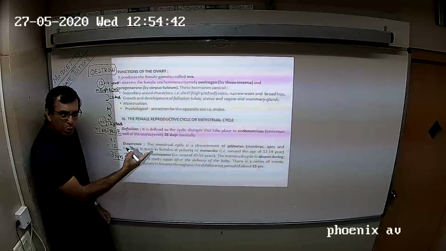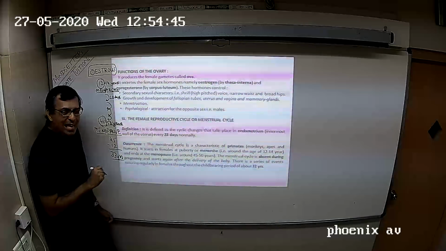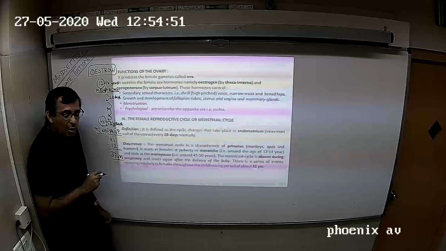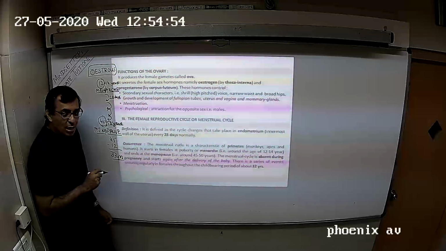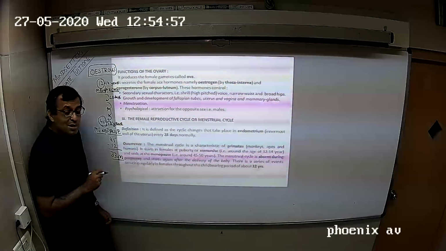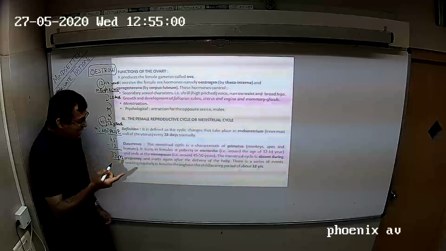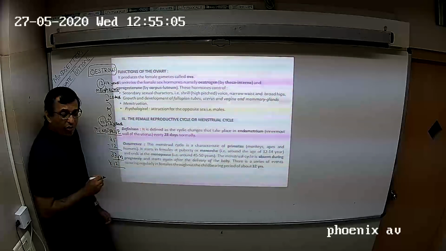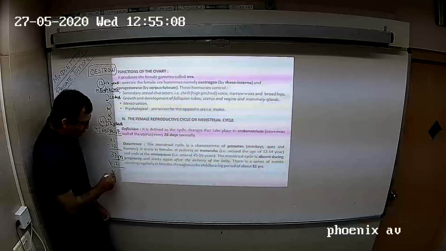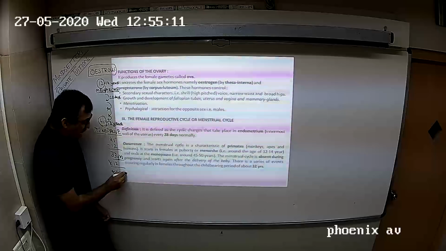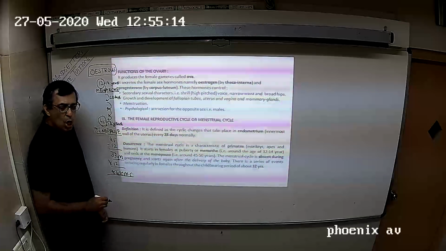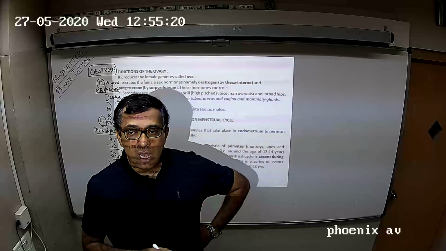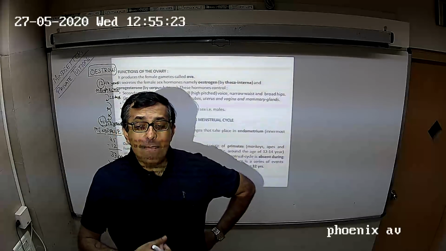And she gets a menstrual cycle once every 28 days. In other words, approximately once in a month, which means she gets menstruation or menstrual cycle 12 times in a year. And 12 times a year multiplied by 33 years of her reproductive age is approximately 400 menstrual cycles.